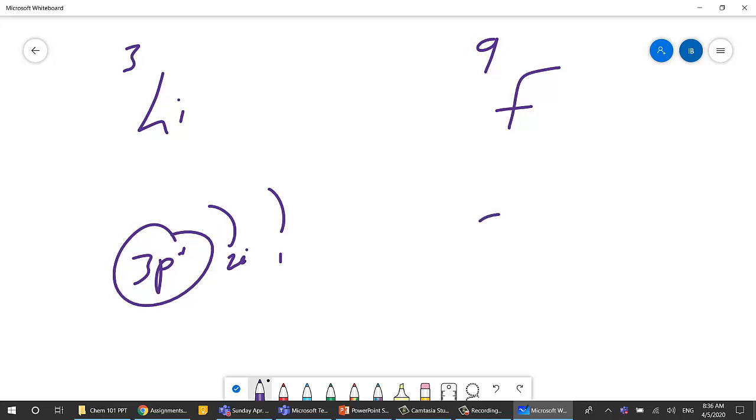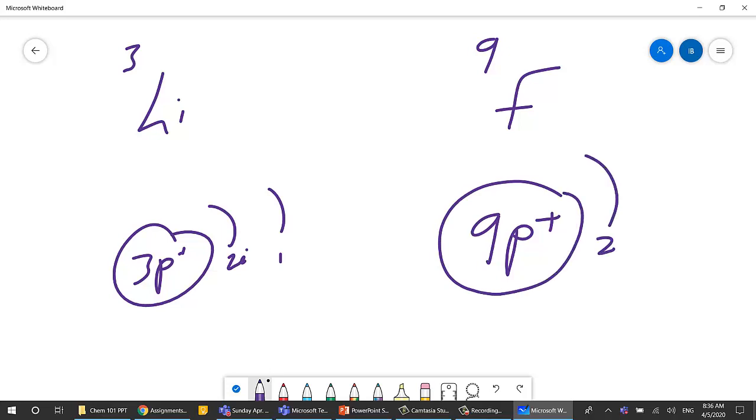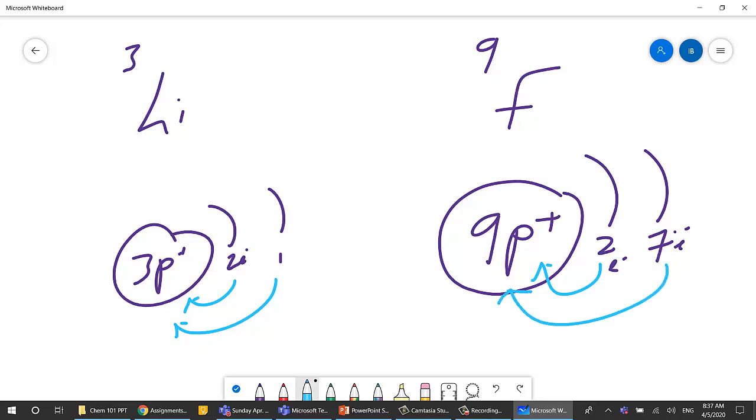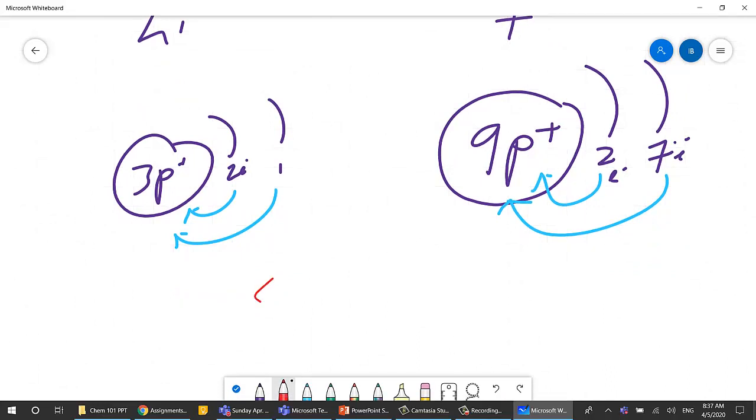Now in fluorine, you have 9 protons in the middle, in the nucleus. You have 2 electrons in the first shell, and you have 7 electrons in the second. Now you have attraction forces between the nucleus and these electrons. So the nucleus in lithium is attracting these 2 electrons as well as this 1 electron. And here we have the same thing: a nucleus that is attracting 2 electrons and 7 electrons. Last time we defined something called shielding. In lithium, the 2 electrons are shielding 1 electron from coming up to the nucleus. So we have very strong shielding in lithium.